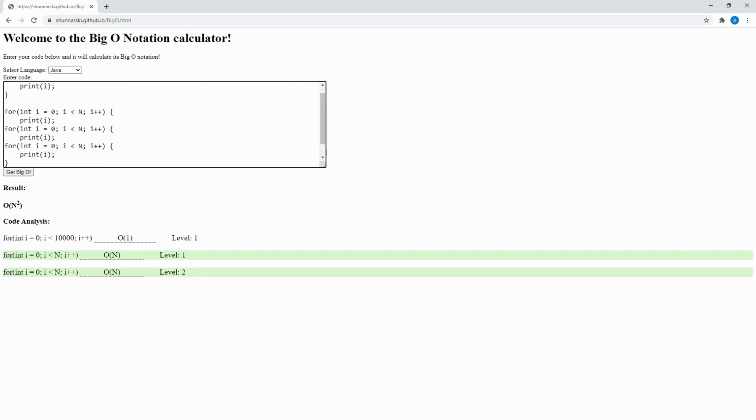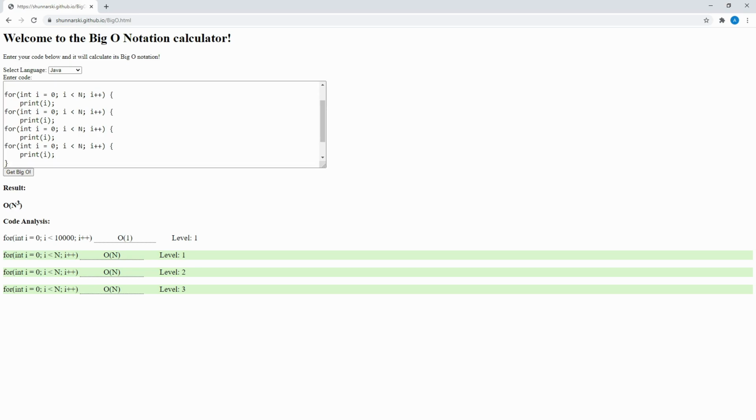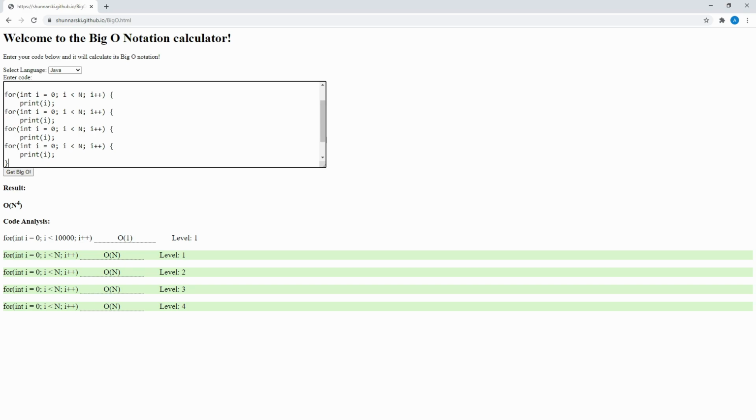What would this be? O(n cubed). Let's do another nested for loop. This is going to be n to the fourth. The more nested you get, the more complex it becomes. Now, what about another example?